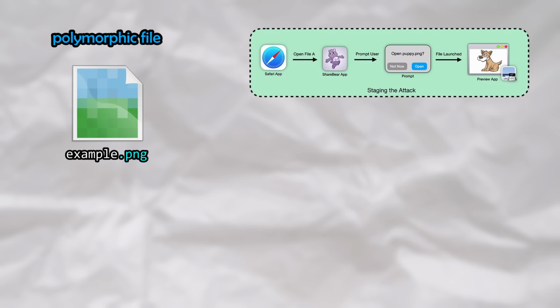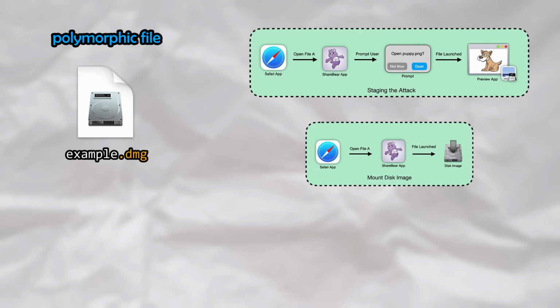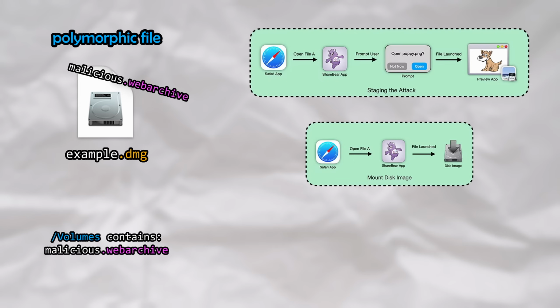At first, a victim comes on to an attacker-ran website and downloads a PNG. The user will see the prompt to open a PNG file, and since this is what they expect, they will open it. Now, the attacker turns the PNG file into a .dmg file containing a maliciously crafted WebArchive file and launches it on the victim's machine without any prompt. This plants the WebArchive file into the /volumes directory on the victim's machine.